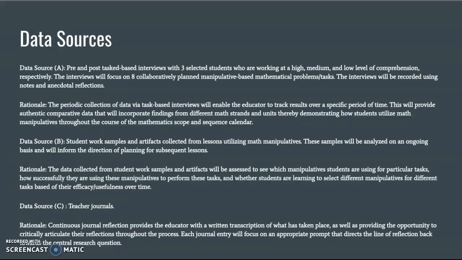The second source will be student work samples and artifacts collected from lessons utilizing math manipulatives. These samples will be analyzed on an ongoing basis and will inform the direction of planning for subsequent lessons.